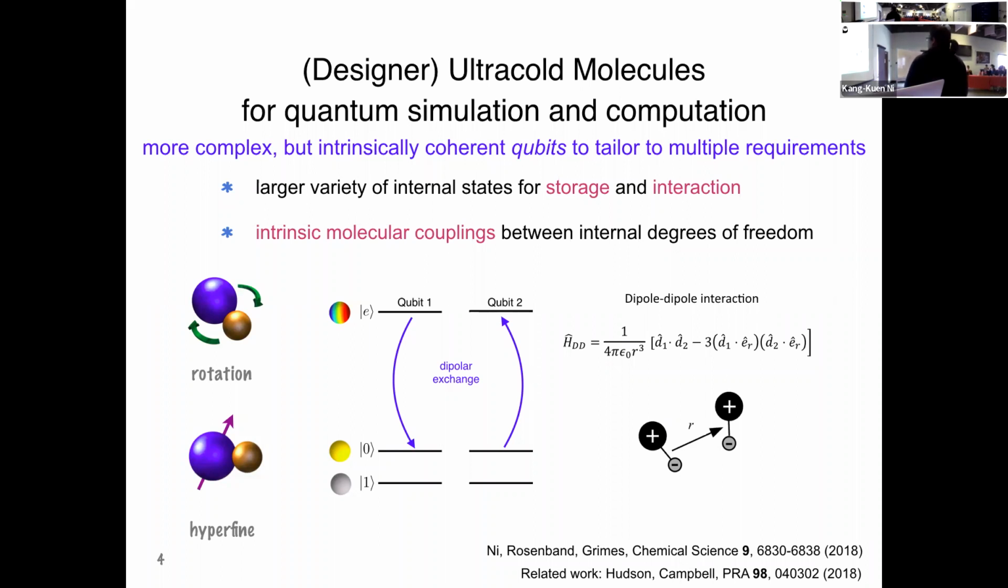And going from one degree of freedom to another, there are actually intrinsic molecular couplings, which you will see in the calculation. You can find these couplings, and then you can bring quantum information from one degree of freedom, initially in the nuclear spin manifolds of the rotational ground state, to the rotational first excited state, for example.